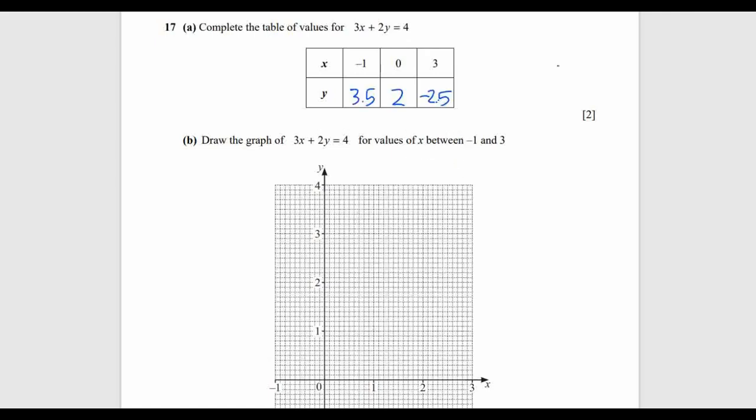Question 17b says, draw the graph of 3x plus 2y equals 4 for values between x -1 and 3. So from the result of 17a, which we have calculated, we have to plot in this graph. So we're given 10 seconds from now.